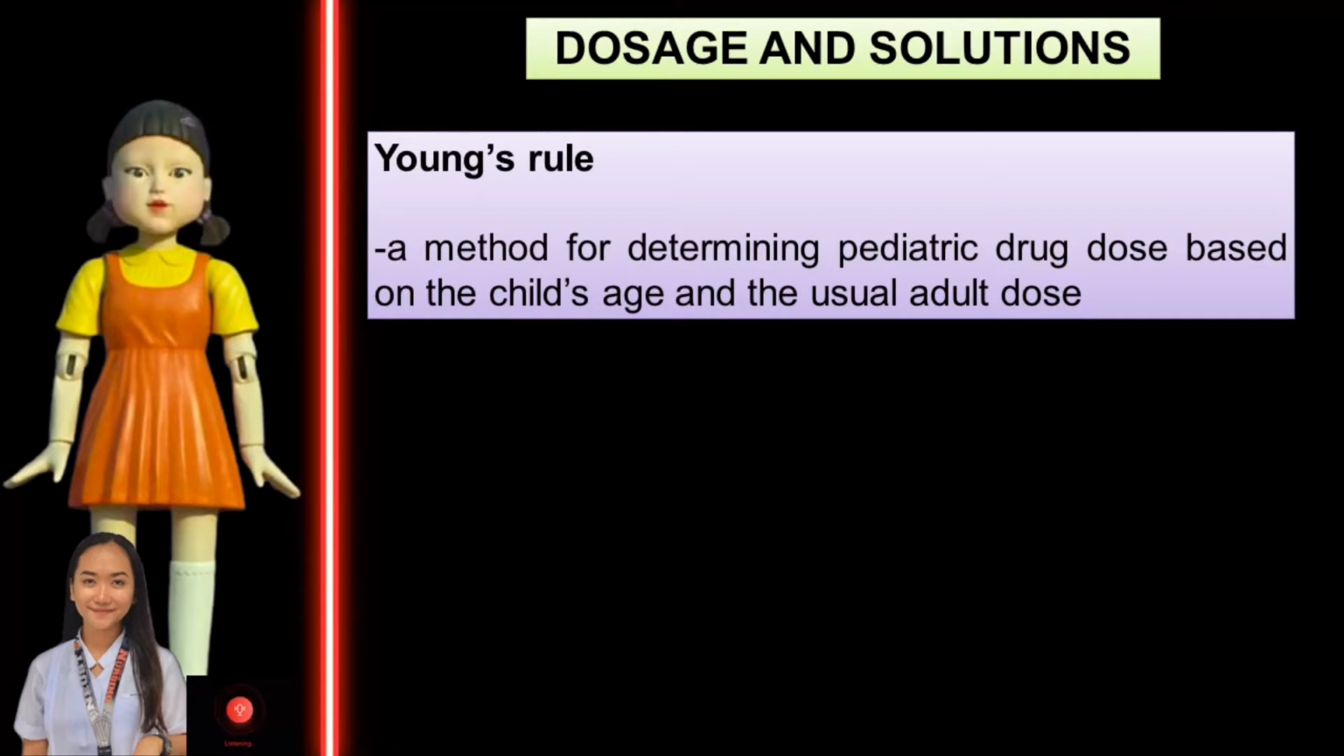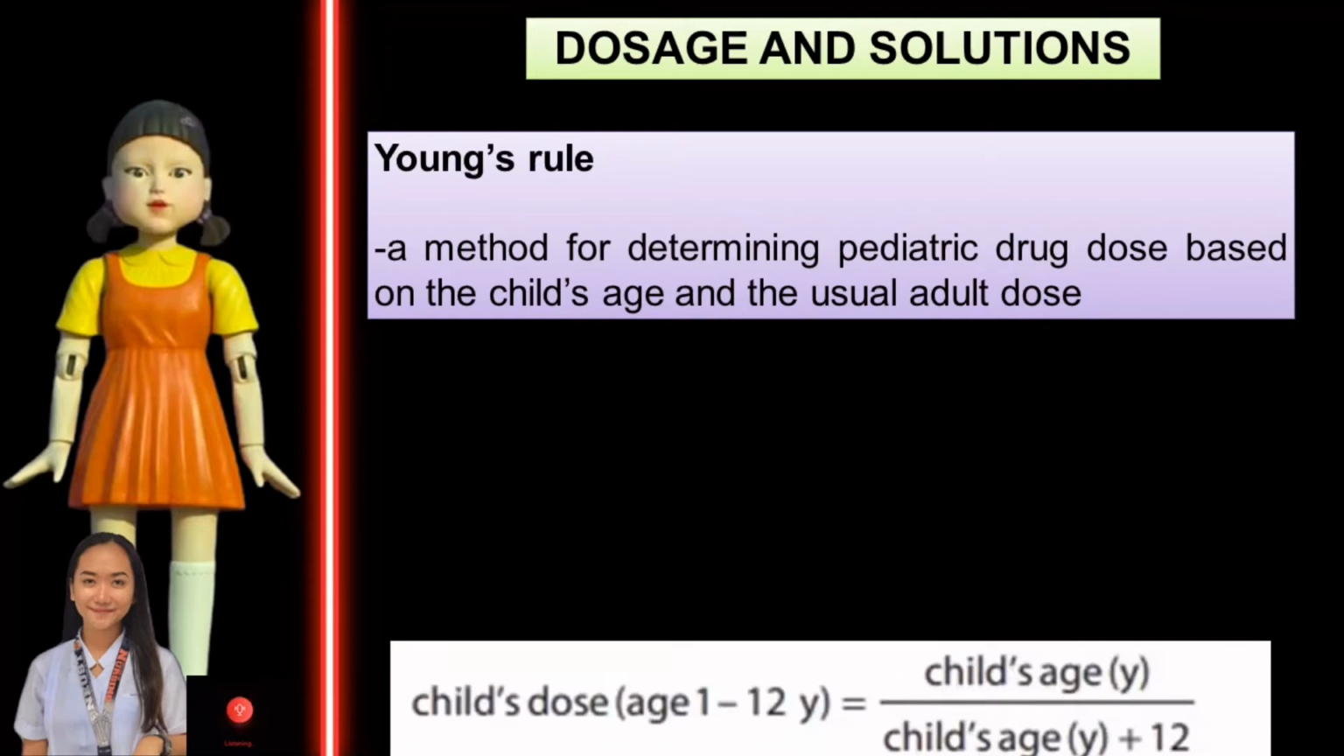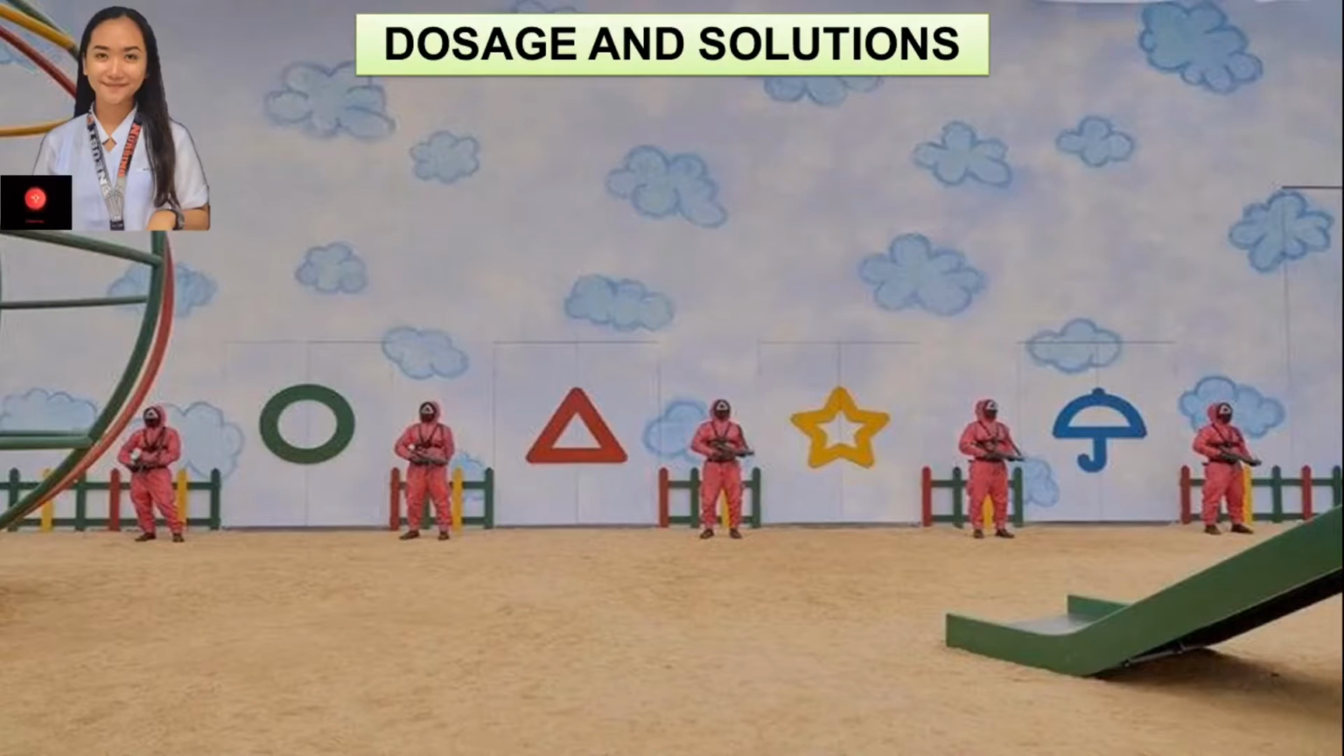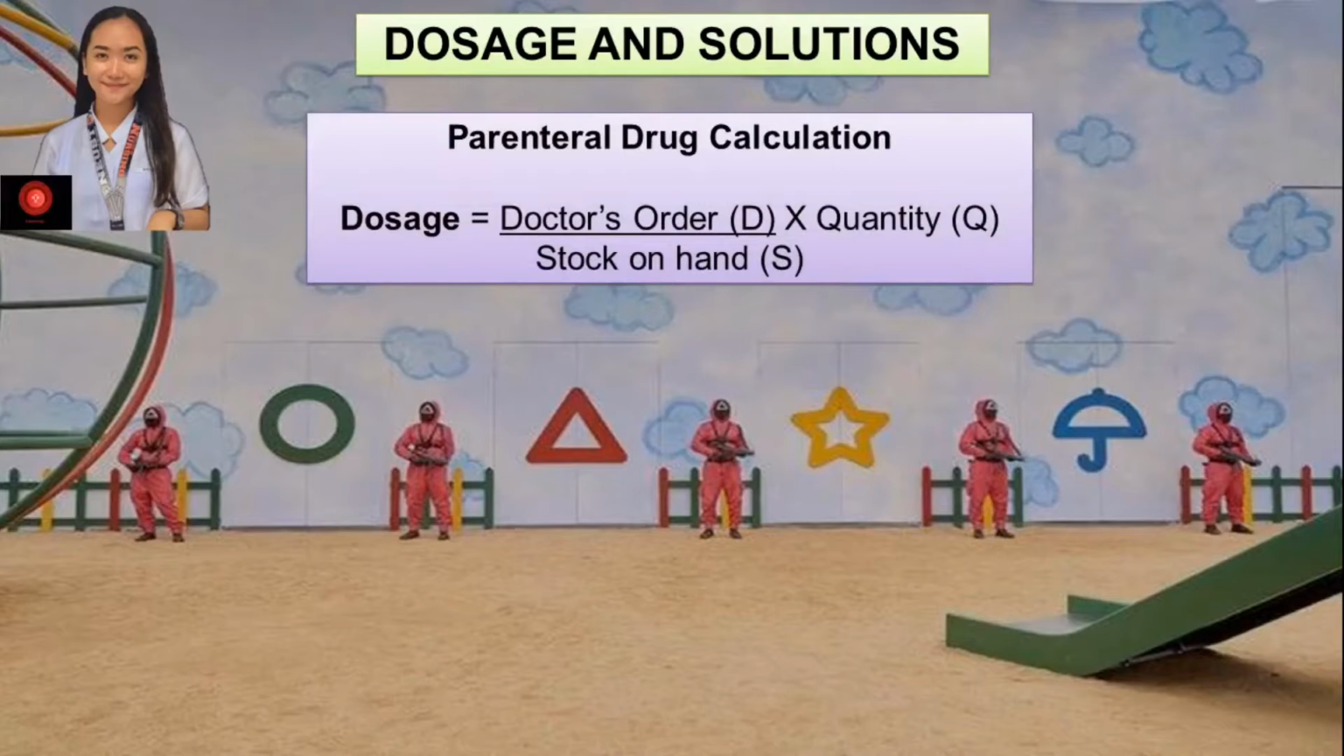It is a method for determining pediatric drug dose based on the child's age and the usual adult dose. For the solution, child dose, age 1 to 12 years old, is equal to the child's age in years over the child's age in years plus 12, times the average adult dose. Move on to the parenteral drug calculation.